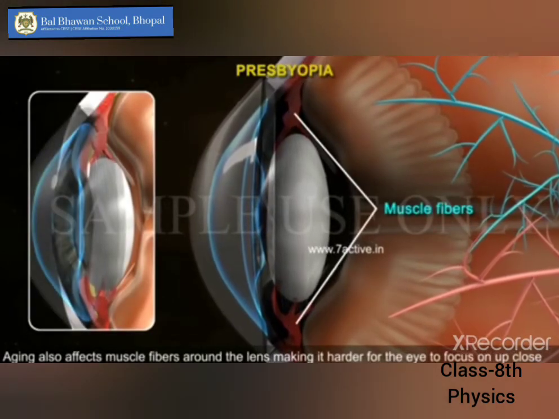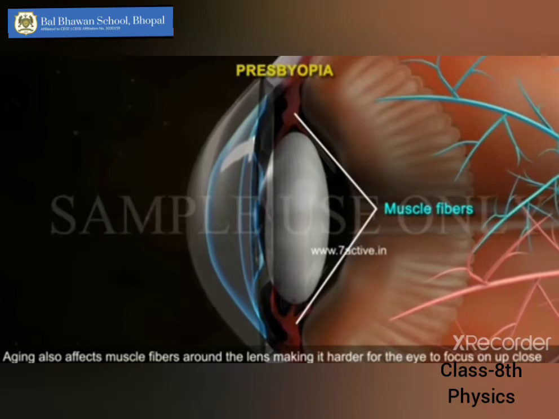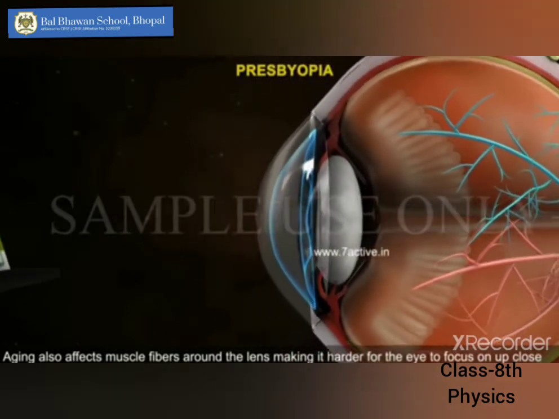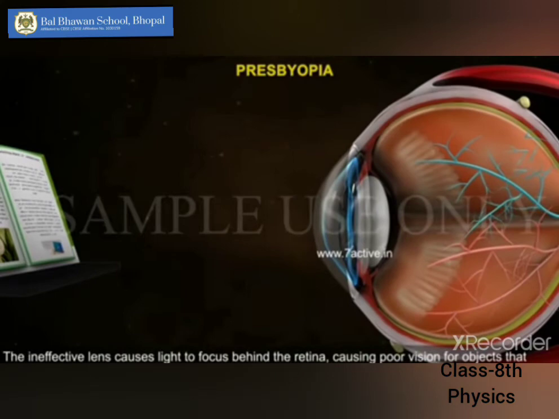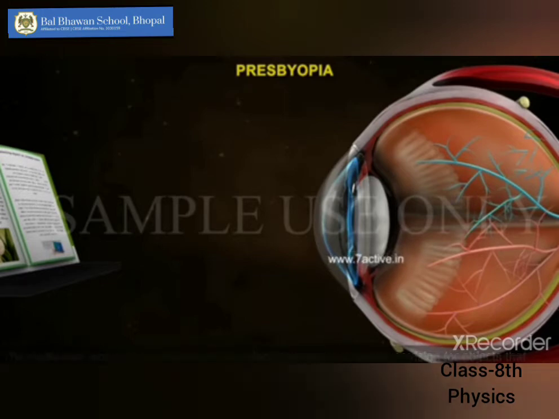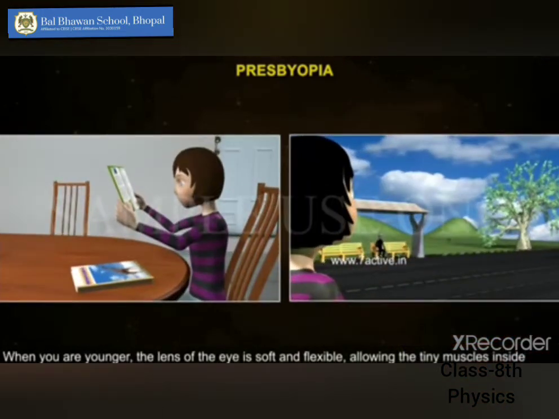And this presbyopia usually occurs due to age, when the lens becomes stiff. It is not able to change its focal length easily. Right? The contraction and relaxation of the ciliary muscles is affected, and the lens cannot change the focal length easily, because the lens also thickens. It becomes stiff due to age. Okay.